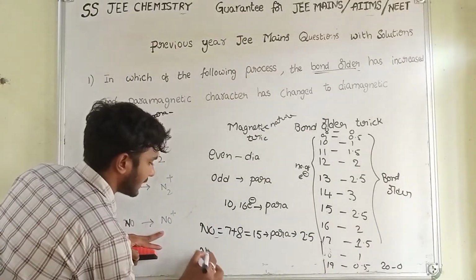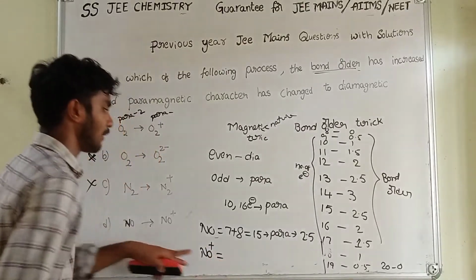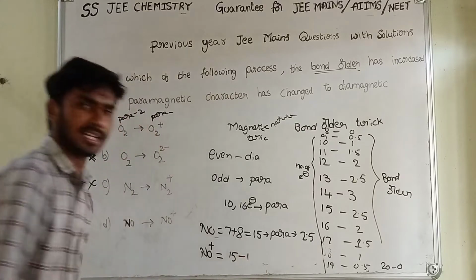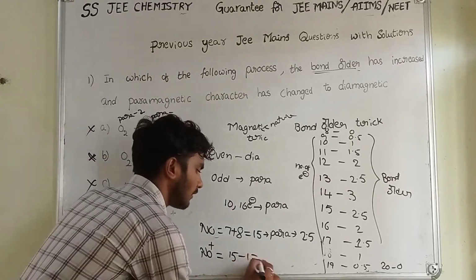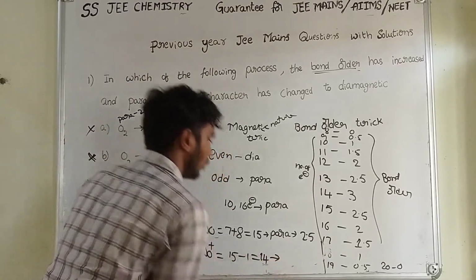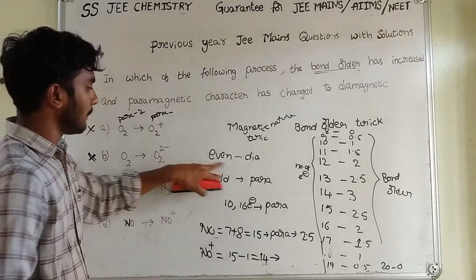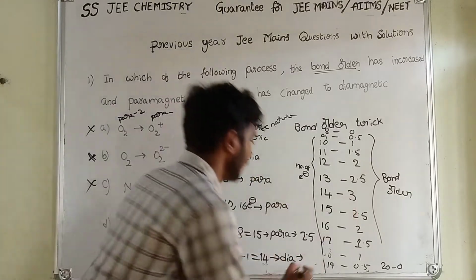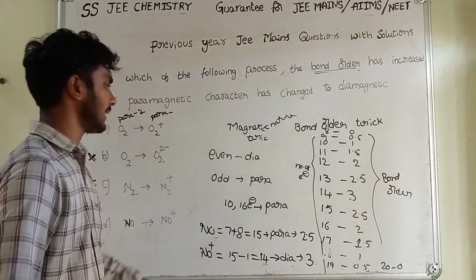Next, NO plus. For NO we got 15 electrons. Plus means we are removing 1 electron. So 15 minus 1, 14. 14 means it is an even number, diamagnetic nature. And for 14 electrons, bond order is 3.